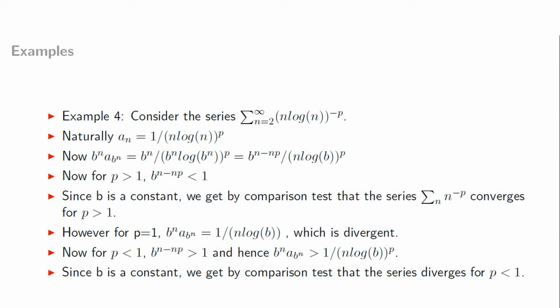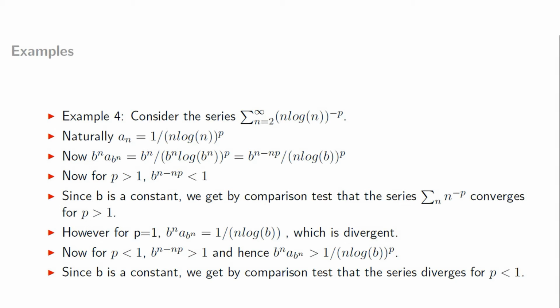Next, consider our new example. It is again a series with nth term (n log n) whole to the power minus p. Now again we shall use Cauchy condensation test. So we consider some b greater than 1 and take the term b to the power n multiplied by a at b to the power n, which comes out as b to the power (n minus np) divided by (n log b) whole to the power p. Now for p greater than 1, b to the power (n minus np) is less than 1. Since b is a constant, we get by comparison test that the series converges for p greater than 1.